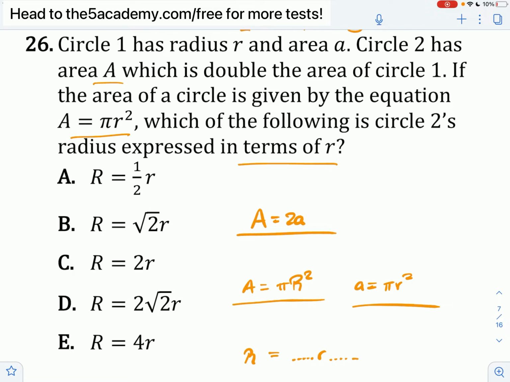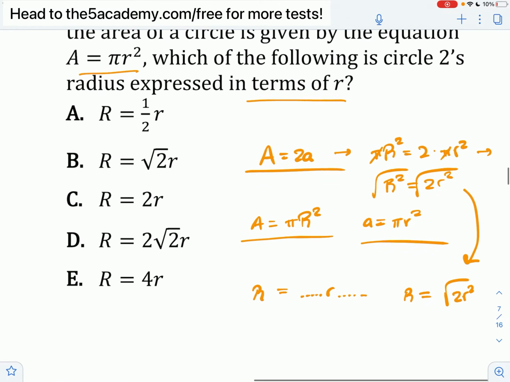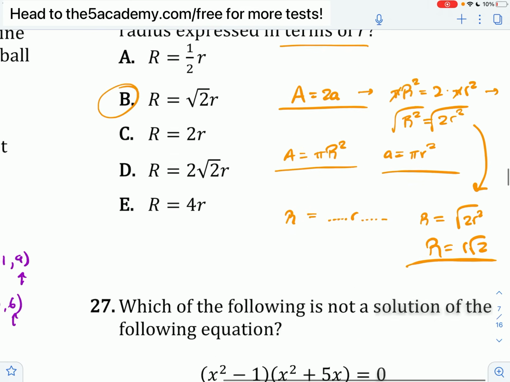What I can do is take this relationship and just plug in capital A and lowercase a. So that would look like pi capital R squared is equal to 2 times pi lowercase r squared. Divide both sides by pi because that's repetitive. Capital R squared equals 2 lowercase r squared, and then if I take the square root of both sides, capital R is equal to the square root of 2 r squared, which is r square root of 2. R equals r square root of 2. That's how you solve this.